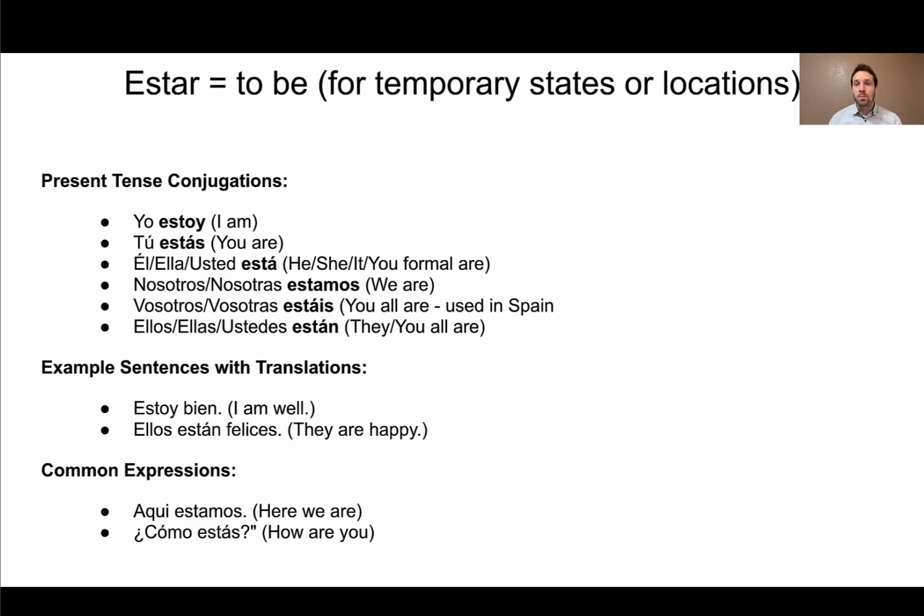So the first one is estar, meaning to be. We use it for temporary states or locations, like your feelings and places. So the conjugations, or the different ways you use this verb: yo estoy, I am. Tú estás, you are. Está, estamos, estáis, están. Some example sentences: estoy bien, or ellos están felices. Common expressions could include aquí estamos, or ¿cómo estás?